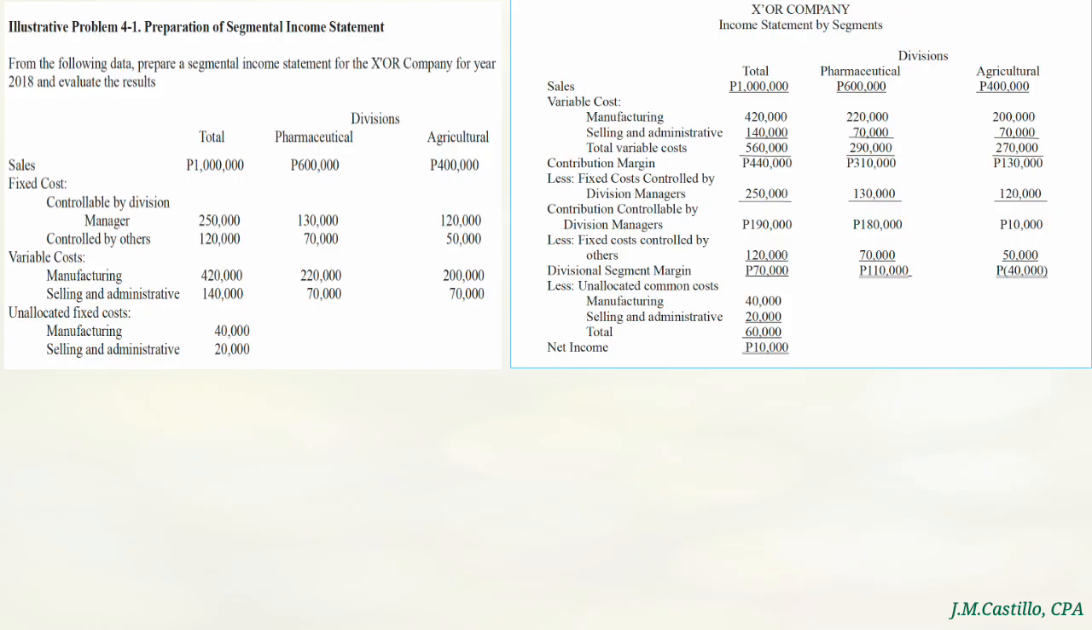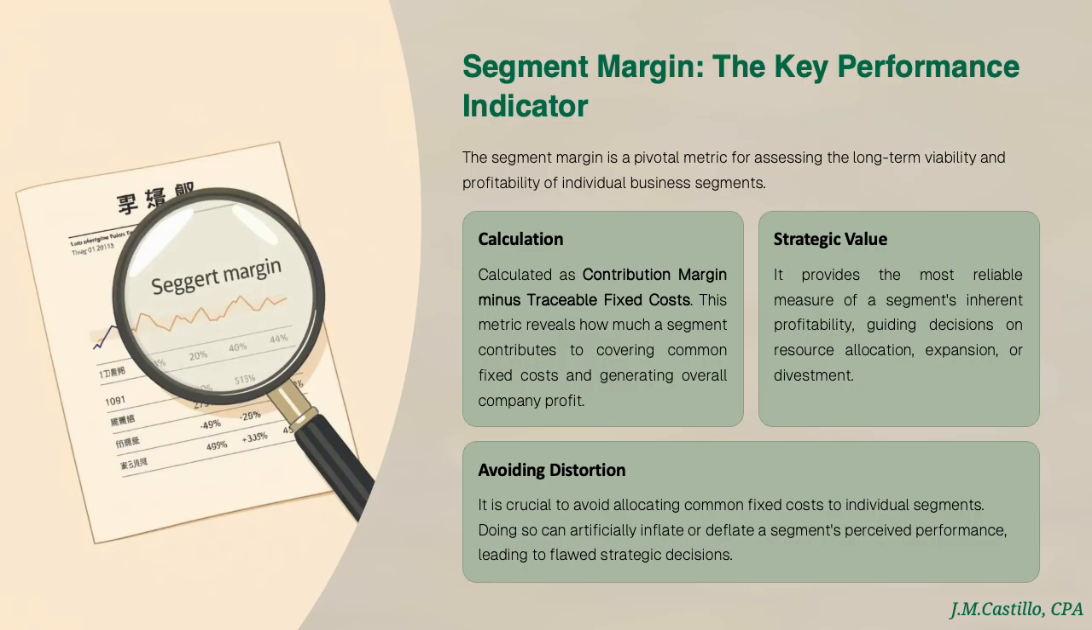So, moving forward, we're almost ending the discussion. Segment margin, the key performance indicator. So, KPI. The segment margin is a pivotal metric for assessing the long-term viability and profitability of... Yun nga, kanina nakita natin na between the pharmaceutical and the agricultural, si pharmaceutical talagang kumikita naman. Ito lang, si agricultural medyo hindi ganong okay. So, it is actually a key performance indicator, yung segment margin. So, ito pinakita lang how it is being calculated.